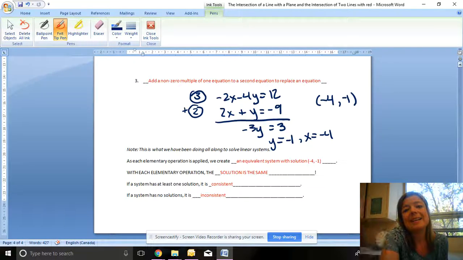And just realize that each time we create a new system, if it's equivalent, then the solution is the same. If a system has a solution, we call it consistent. But if there are no solutions, we call it inconsistent. We will be using that vocabulary throughout the unit.